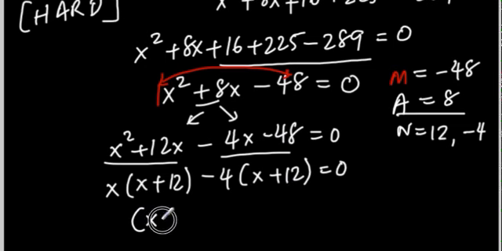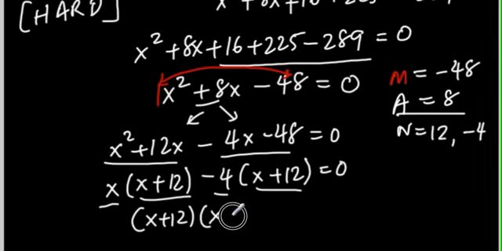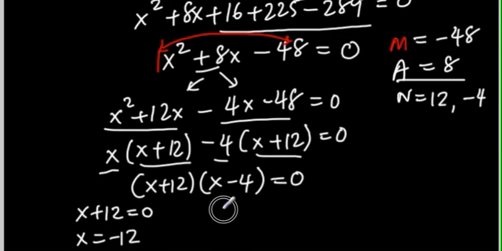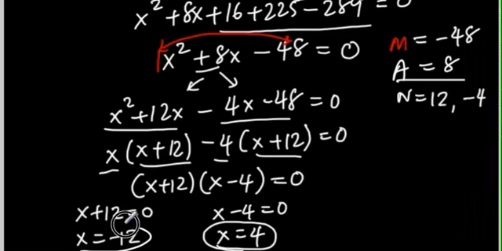So what do we end up with? x plus 12, and what's left over? Sorry, x plus 12 is common in both, that's why we factor that out. And what's left over is the x over here, and the negative 4 over here, right? Which is equal to 0. So when you have a situation like this, each of these brackets is equal to 0. So x plus 12 is equal to 0, so x is equal to negative 12. And x minus 4 is equal to 0, so x equals 4. So we have two solutions.